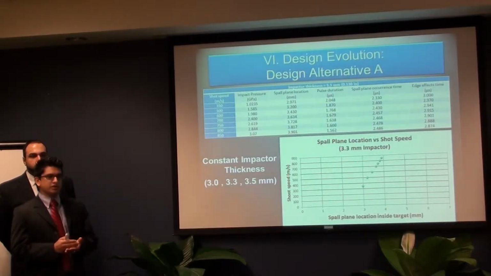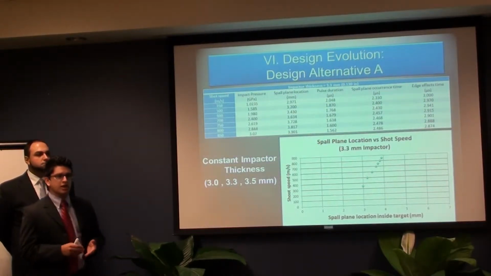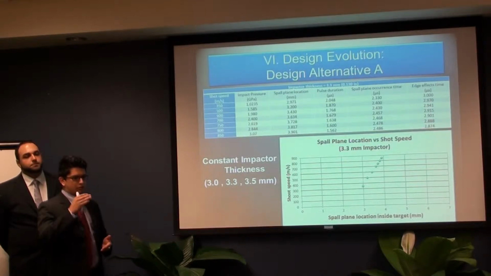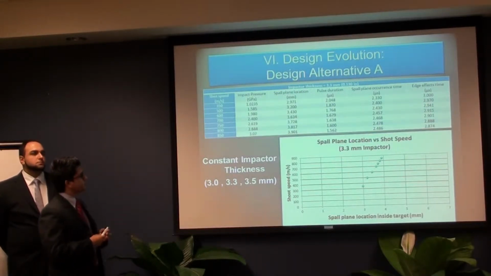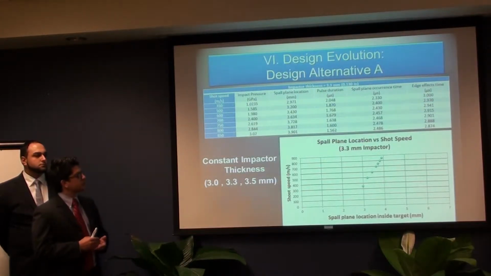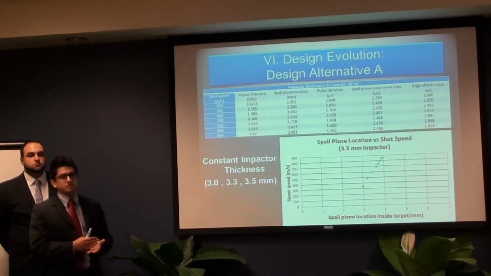So the speeds that we're going to be using are 350 meters per second to 850 meters per second, with a range according to how we achieve the impact pressure from 1 to 3 gigapascals. Now, as you can see here, the pulse duration is going to decrease due to the fact that we're increasing the speed and due to the fact that we're keeping the impactor thickness constant.